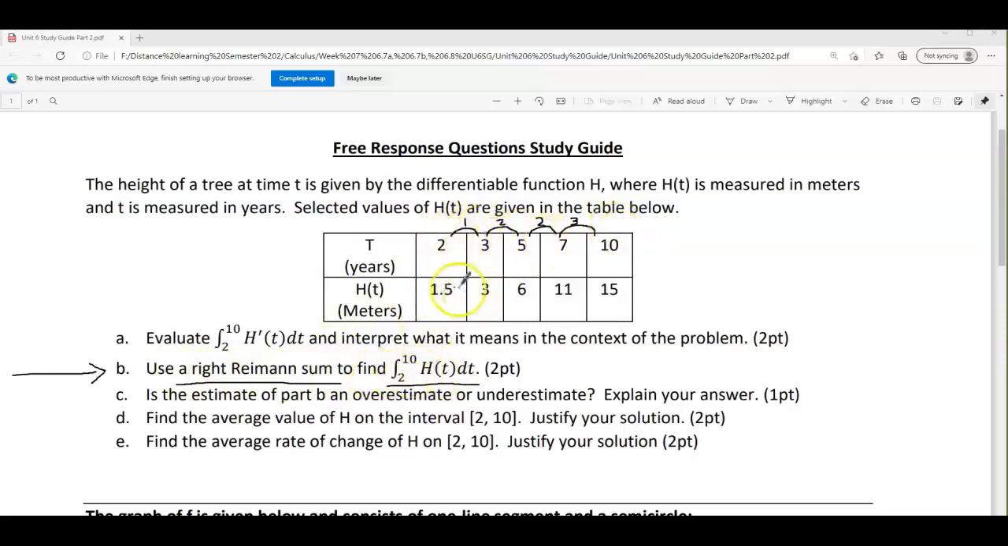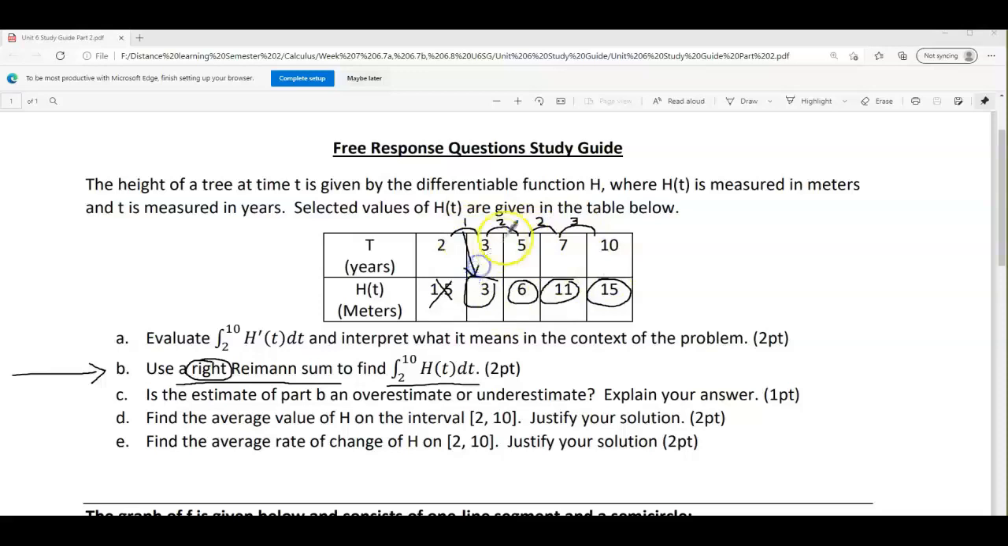Our bases are on the top, and my heights are down here. But since we're doing a right-handed Riemann sum, we're going to start on the right, and that's going to be my height. That's going to be another height, another height, another height. This one is not going to be included. And so we just do base times height, base times height, base times height.